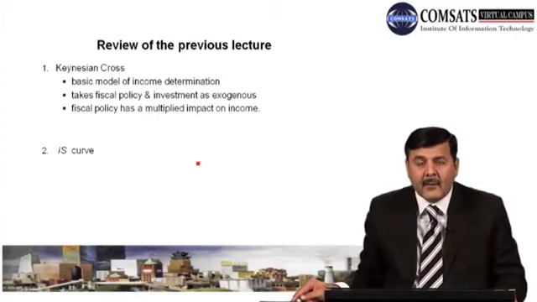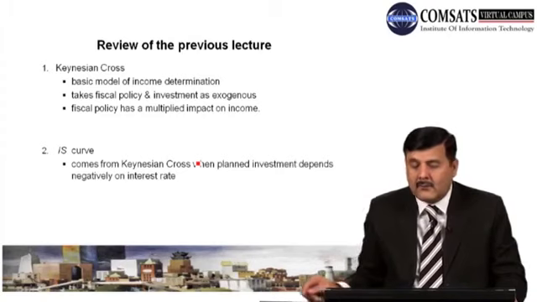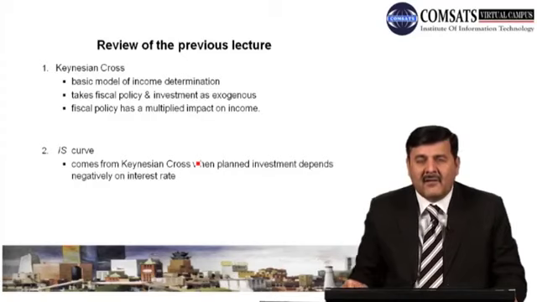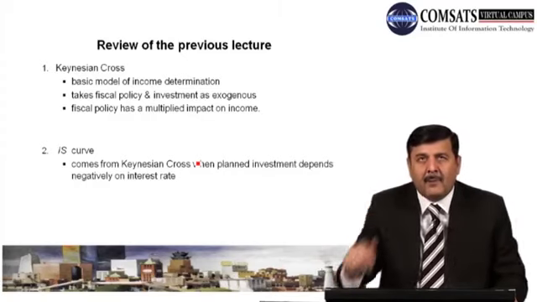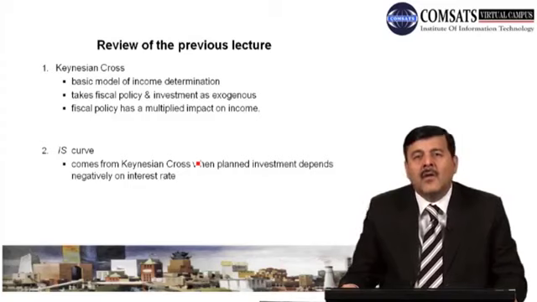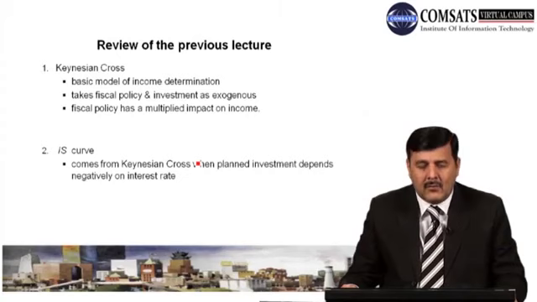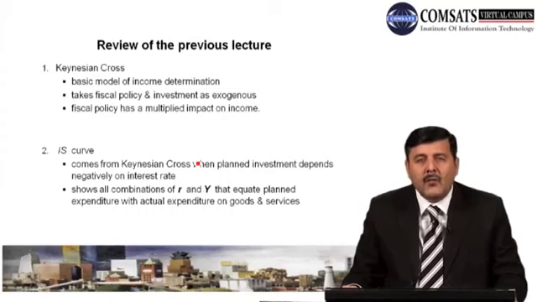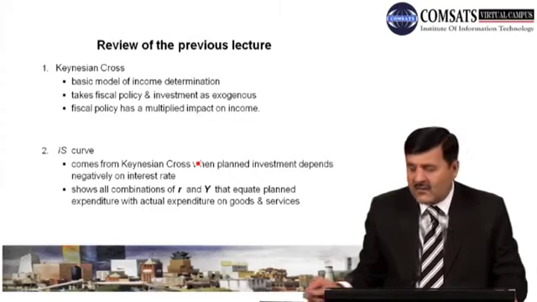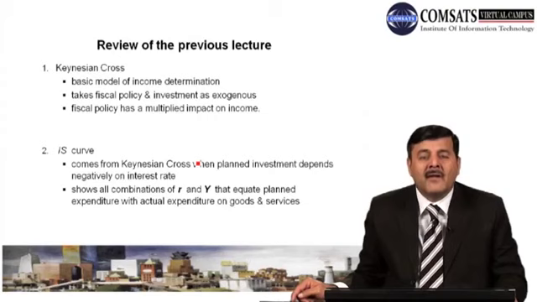So we derived that curve with the help of the Keynesian cross, where investment depends negatively on the rate of interest. If the rate of interest goes up, investment goes down. When investment goes down, the level of income in the country will also go down. As I told you, the IS curve shows the combinations of R and Y that equate planned expenditure with actual expenditure on goods and services and determine equilibrium in the goods market.